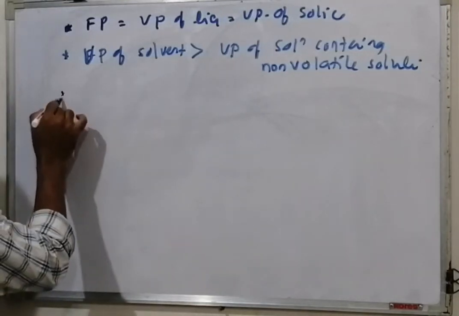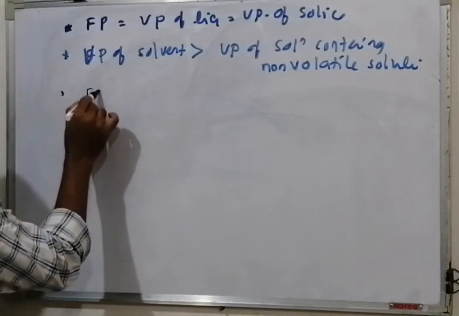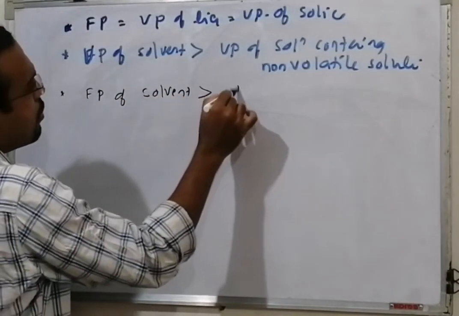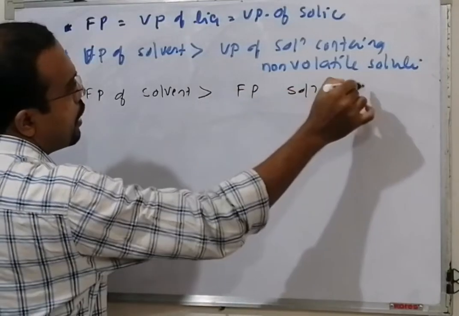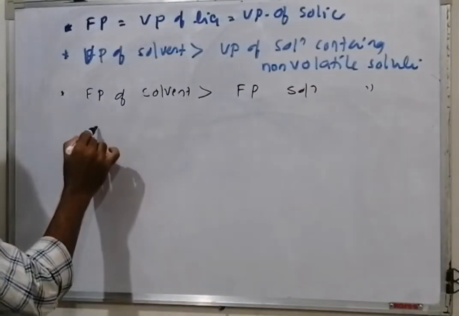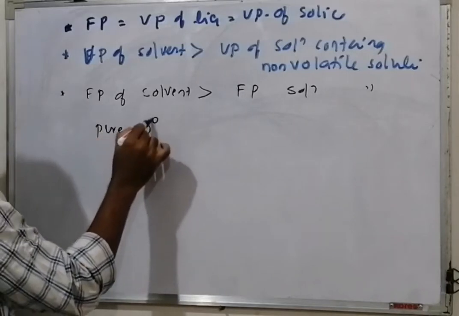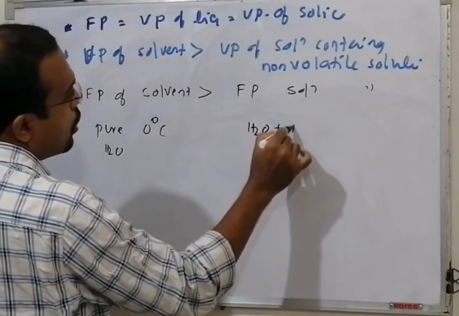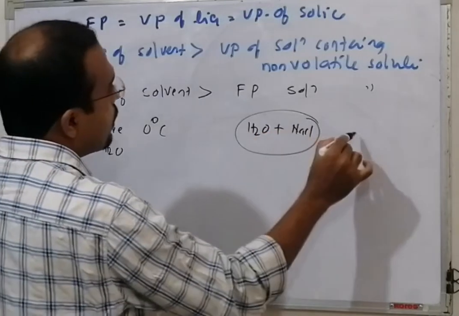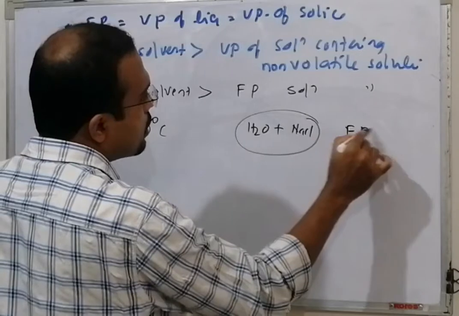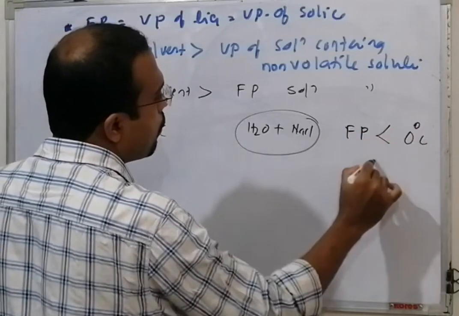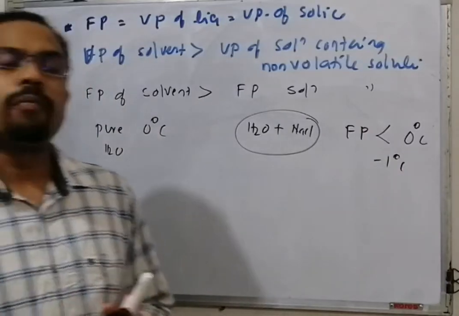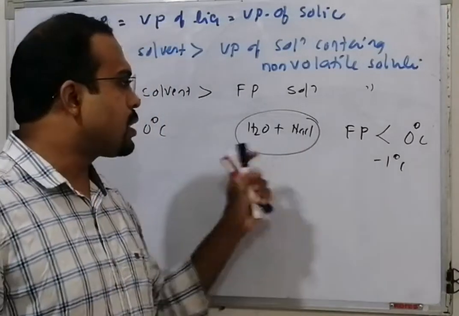Now, the freezing point of the solvent is greater than the freezing point of a solution containing a non-volatile solute. That is, pure water freezes at 0 degree centigrade, pure H2O 0 degree centigrade. The H2O plus sodium chloride solution, its freezing point is less than 0 degree centigrade, maybe minus 1 degree centigrade. I am just giving an example, minus 1 degree centigrade.